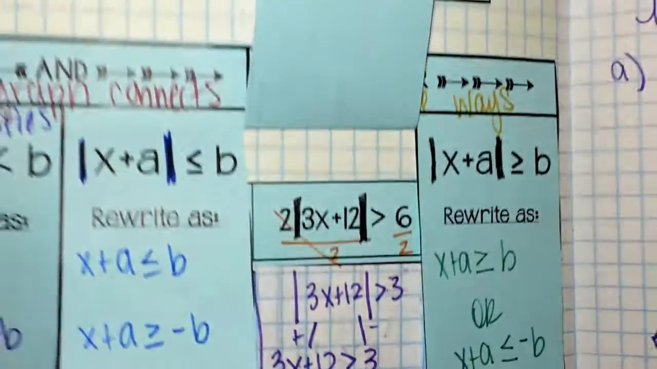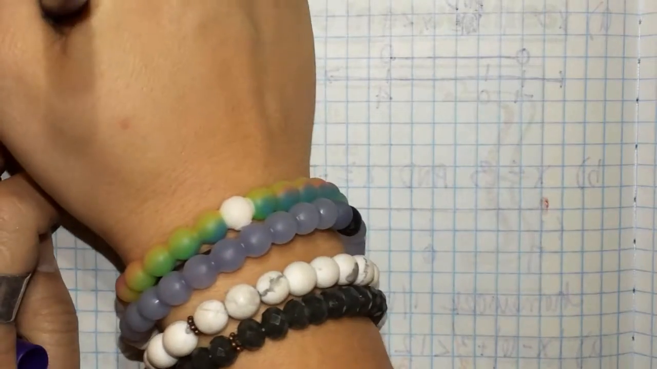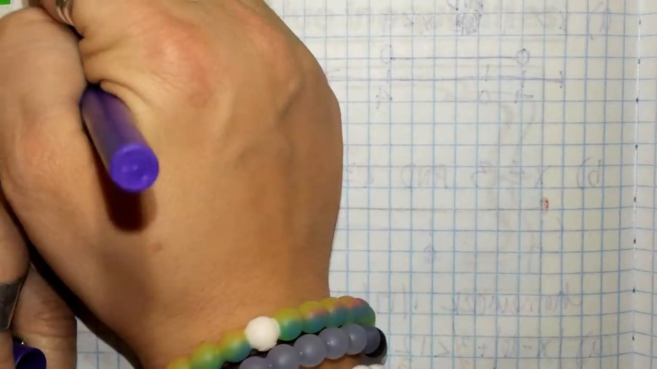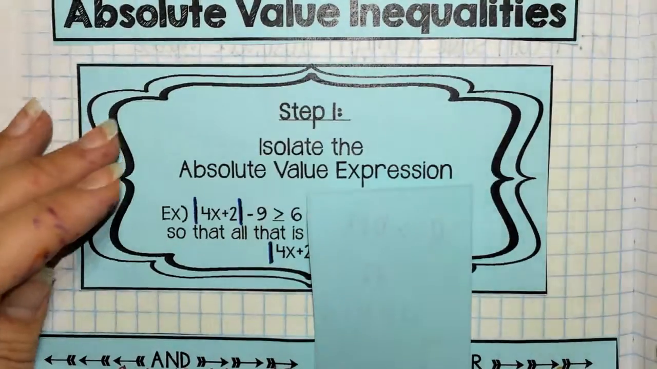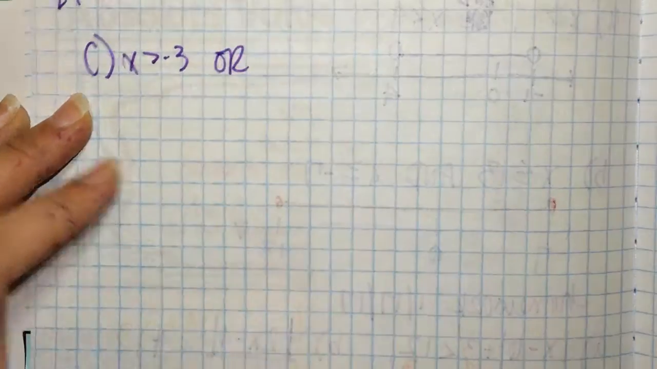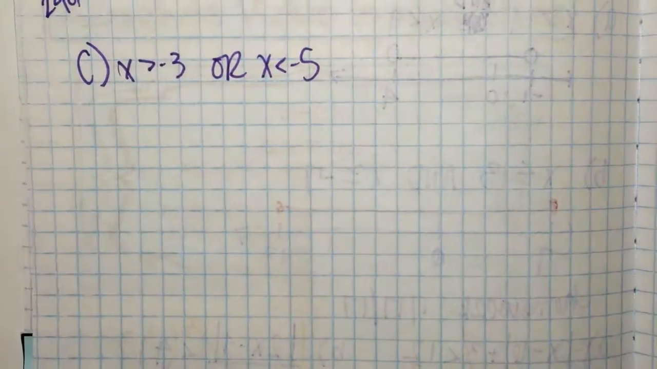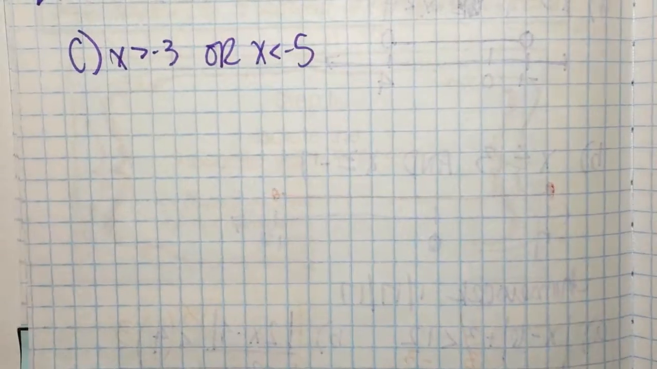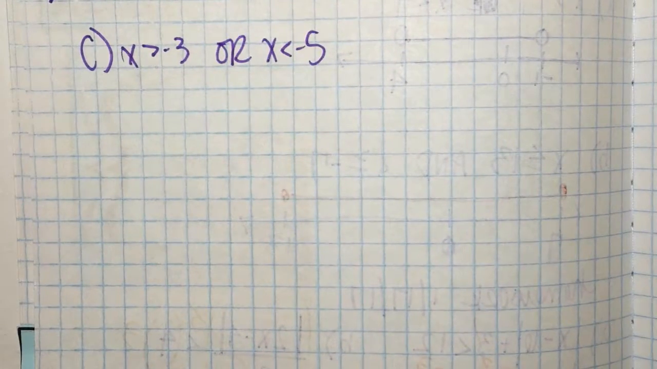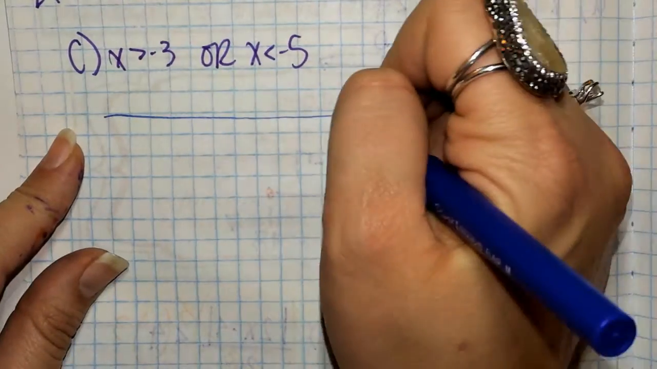All right, so I'm going to graph this one on the back. I'm going to call it 24D, and we're going to call that problem C. So our inequalities were x is greater than negative 3 or x is less than negative 5. So since this is an or, are these going to connect or go opposite ways? Opposite ways.